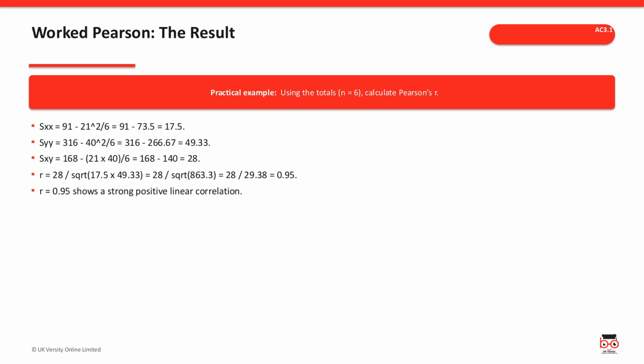Now let's crunch it. With n equals 6, SXX is 91 minus 21 squared over 6. That's 91 minus 73.5, giving 17.5. SYY is 316 minus 40 squared over 6, so 316 minus 266.67, giving 49.33. SXY is 168 minus 21 times 40 over 6, which is 168 minus 140, so 28. Then the correlation coefficient R is 28 over the square root of 17.5 times 49.33. That's 28 over the square root of 863.3, so 28 over 29.38, which comes to 0.95, a strong positive correlation.